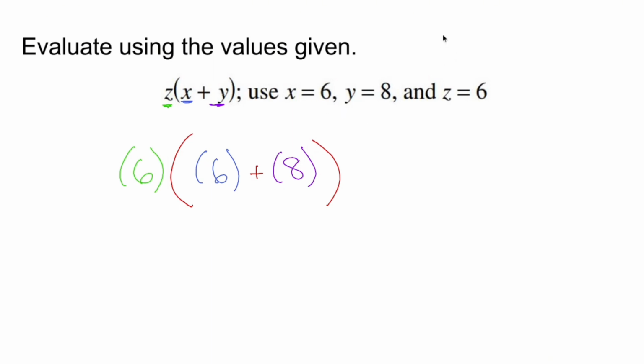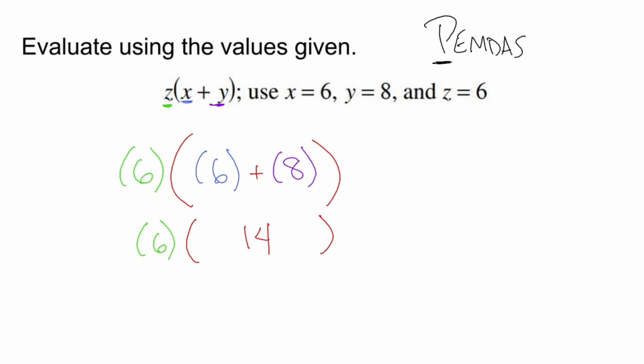Now, this is a PEMDAS problem. PEMDAS says do everything inside parentheses first. This does not mean parentheses first. This means everything inside the parentheses. What I have going on inside this big red parentheses is 8 plus 6, or 6 plus 8. The order doesn't really matter because you're adding. 6 plus 8 is 14. That 6 still lives along the outside.